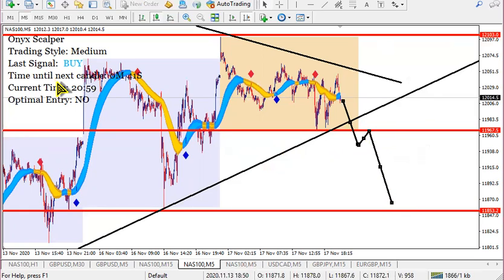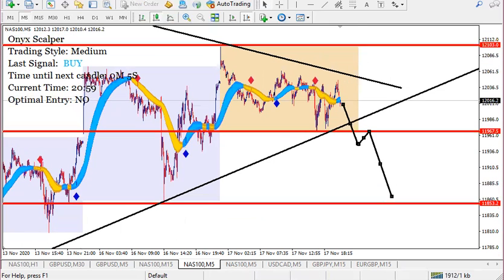If you're impatient, you're really not going to make money trading anything, especially trading the NAS100. You are not going to make it if you're lazy and dizzy, okay? All right, so that's typically what I do.